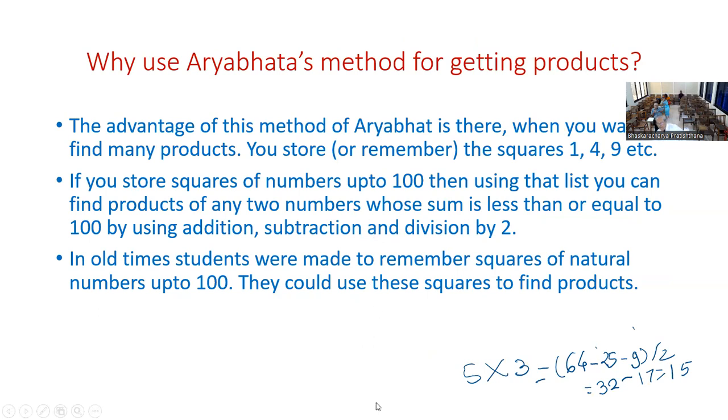And the advantage of this, it may look sometimes complicated. Suppose I want to multiply 5 into 3 by this method. Then 5 plus 3 is 8, 8 square is 64. Then 5 square is 25, you should subtract that. And 3 square is 9, you subtract that. And then you divide by 2. So that becomes 15. So that looks complicated for us because 5 and 3 are small numbers and we directly can multiply 5 and 3. But the method is illustrated. So usually in old times, students were made to remember squares of natural numbers up to 100. So for them, such products may be found easily by using squares.